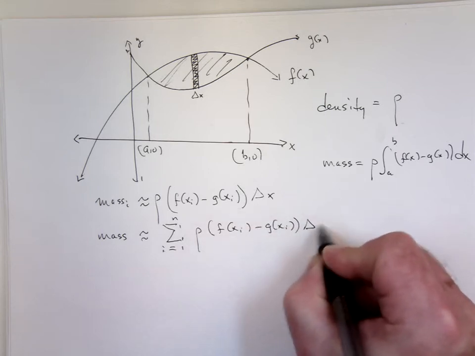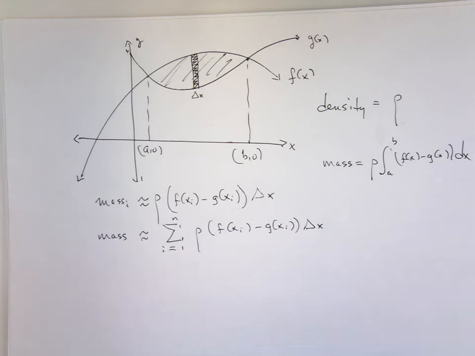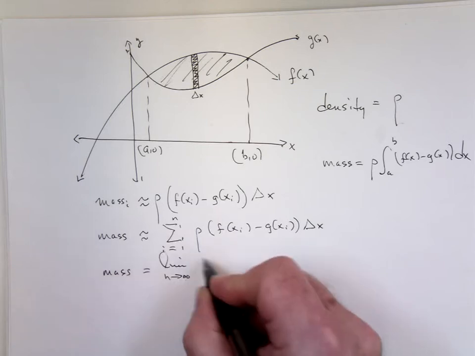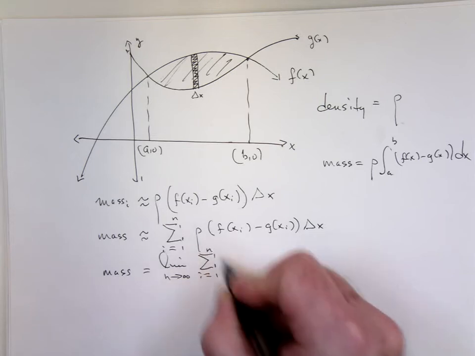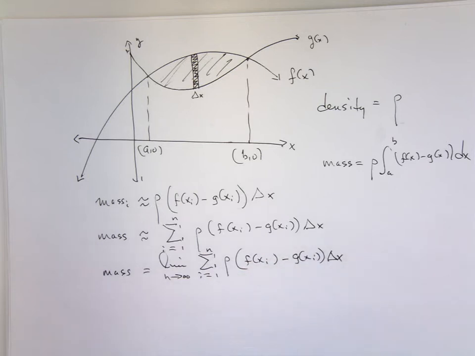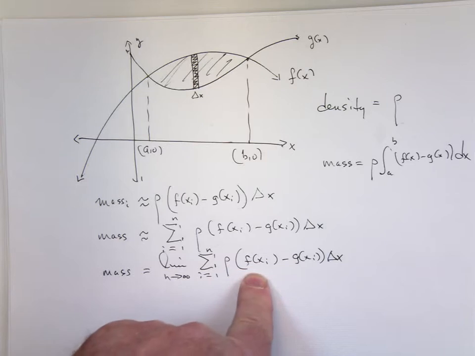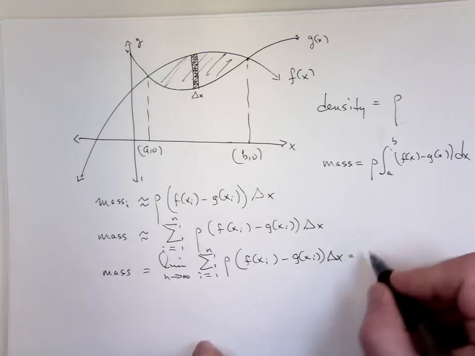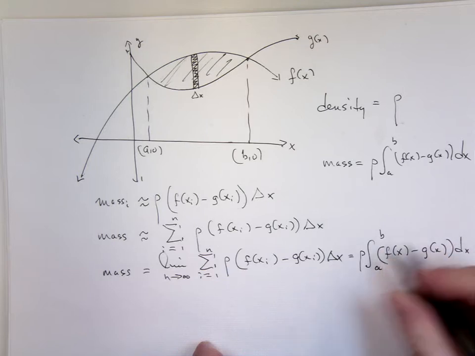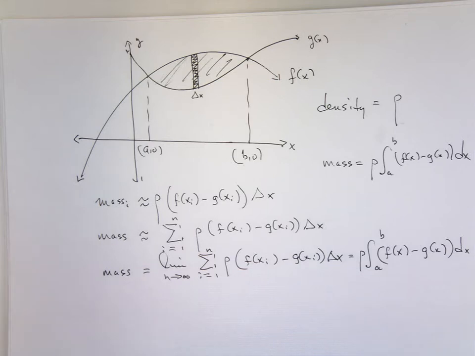The exact mass of this lamina would be the limit as n goes to infinity. Anybody with me on that? Nice. What kind of sum do I have right here? A Riemann sum. And we do that with an integral. I can take the density out front, it's a constant. That's exactly what we have. All right, that's the mass of this object.